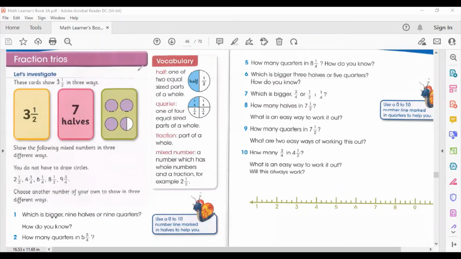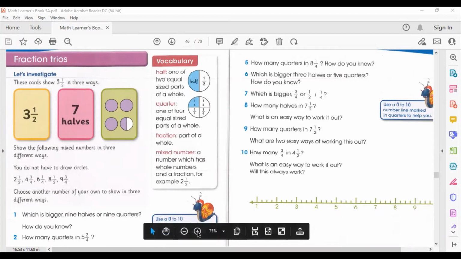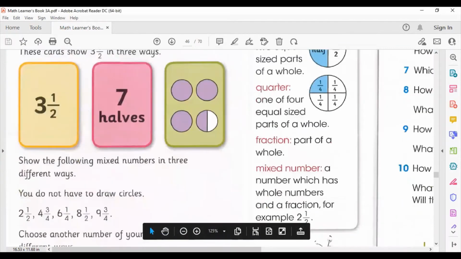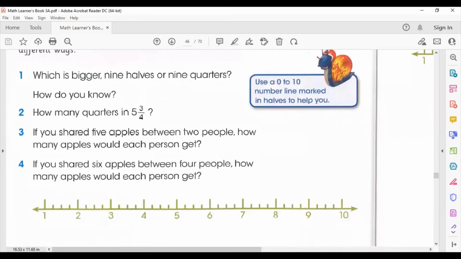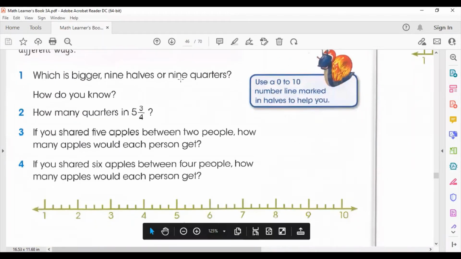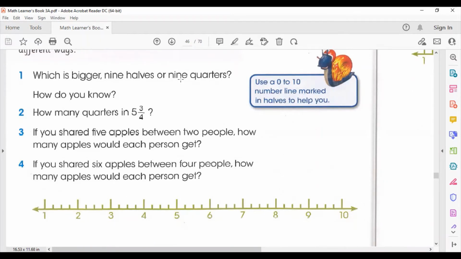So let's start the question and answer. Question number 1, which is bigger? Which is bigger, 9 halves or 9 quarters? So you can make 9 halves and also you can make 9 quarters. How can you make it? Let us do it and then solve. Which is bigger, 9 halves or 9 quarters?